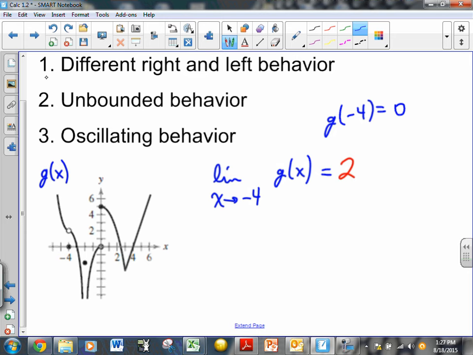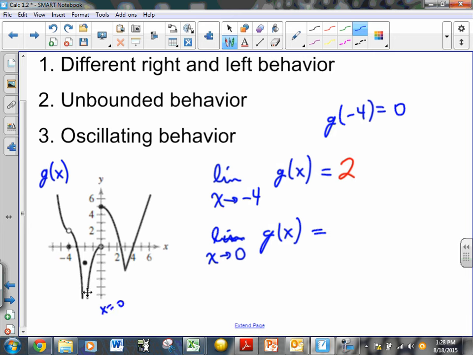Let's look at this example here. Number 1, different right and left behavior. This is going to happen when I'm looking at the limit as x approaches 0. That's supposed to say LIM for limit. Here's 0 right here. That's my x value. The y-axis is x equals 0.